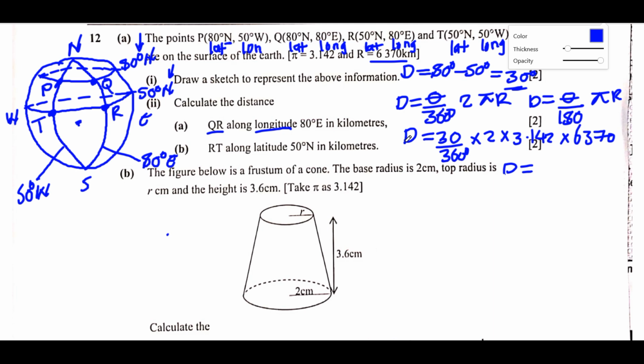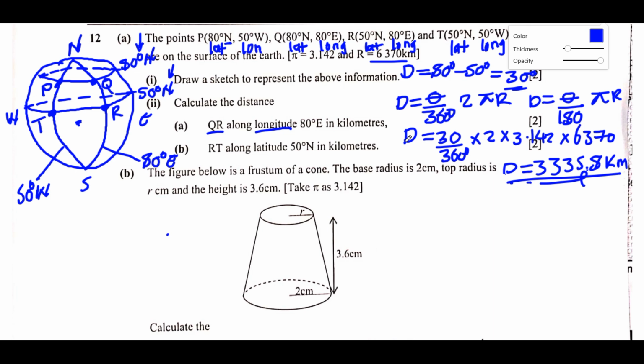30 times 2 times 3.142 times 6370, divided by 360. So I'm finding my answer to be 3,335.758 kilometers. So this is our final answer. Then you can take it to 3 significant figures.